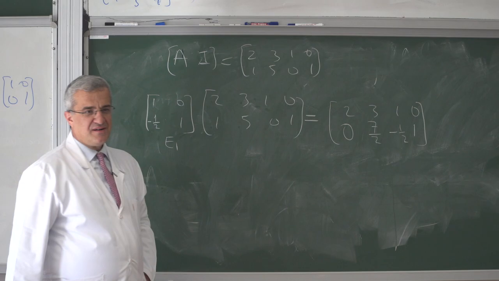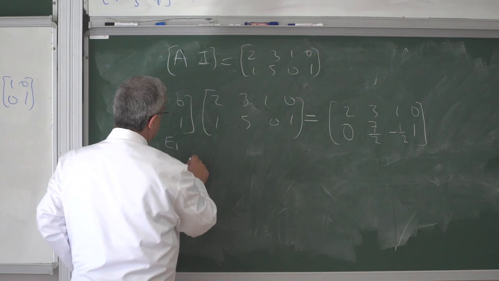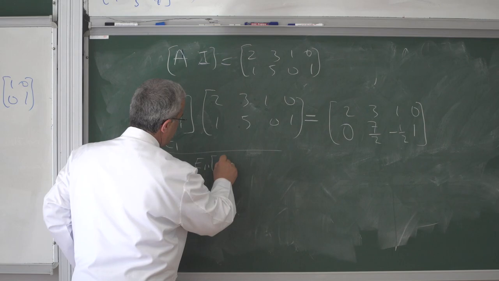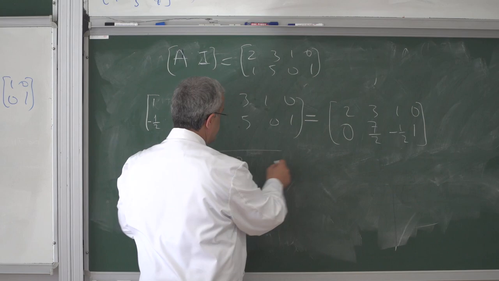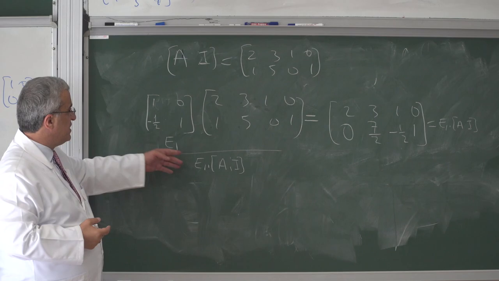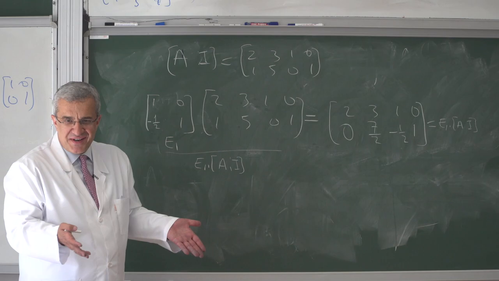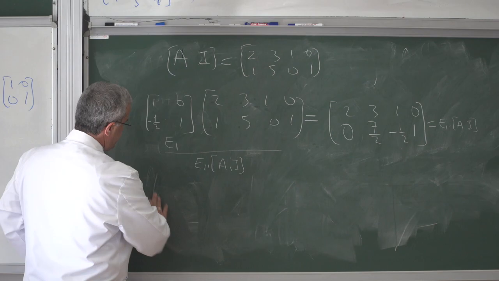Now, what do I need to do? What did I do? I scaled, right? So shall I call this operation E1 times A and I? This is equal to E1 AI, right? This is the row operation I have performed. This is the result. Now, what did I do? I did scaling, right? Let me do that one. Okay, let me call that S1.